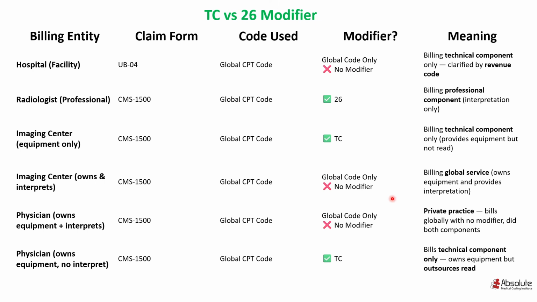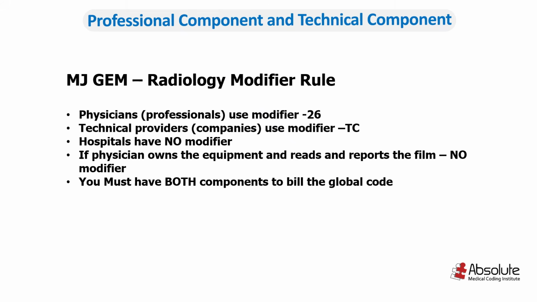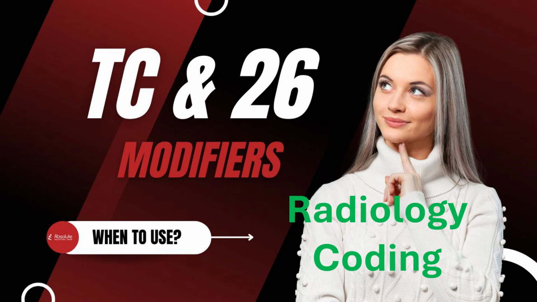Now we got a gem. All right, here is the gem. The physicians or the professionals use modifier 26, technical providers or the companies, they use modifier TC. Hospitals have no modifiers. If the physician owns the equipment and reads the report, no modifier. And you must have both components to bill the global code or to use that code. All right, hopefully that helps. All right, this concludes our discussion on modifiers TC and 26 for radiology coding.